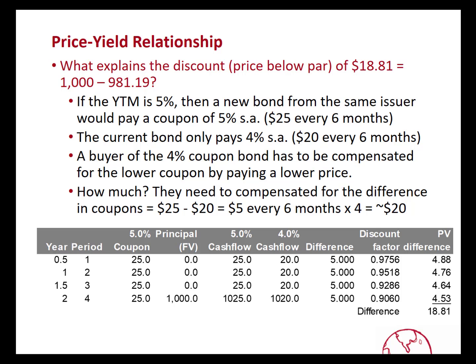So if we were to take the difference between the cash flows from a 5% coupon bond and a 4% coupon bond for 2 years payable semi-annually, and discount them at this yield to maturity of 5%, you would see that the present value of those $5 differences is going to add up to $18.81, which is the discount on the price of the bond.